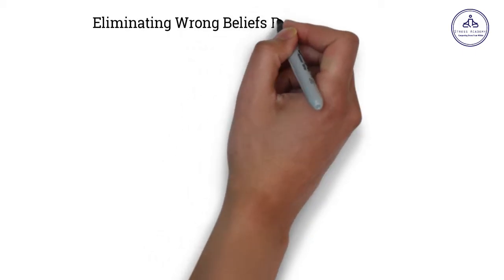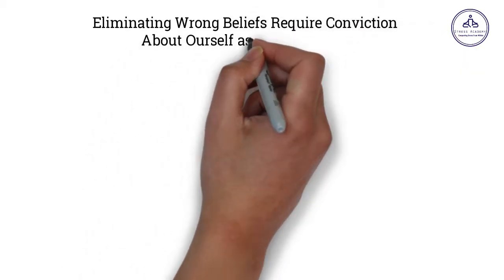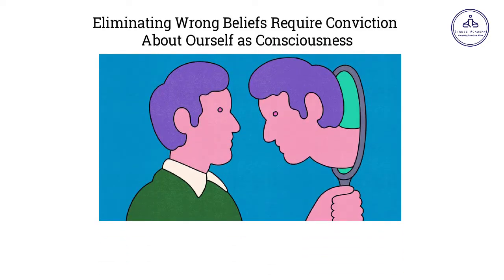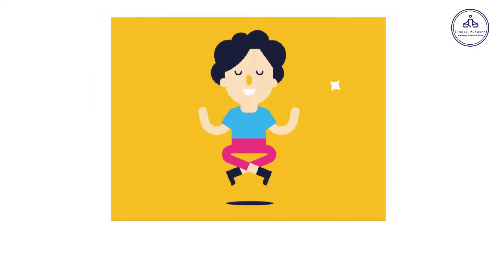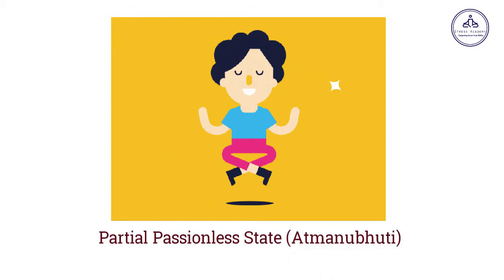However, eliminating wrong beliefs does not occur entirely until we gain complete conviction about our identity as a consciousness through self-realization. In order to develop firm conviction about ourself as a consciousness, we will need to experience a partial passionless state, Atmanubhuti, that we discussed in video 13.